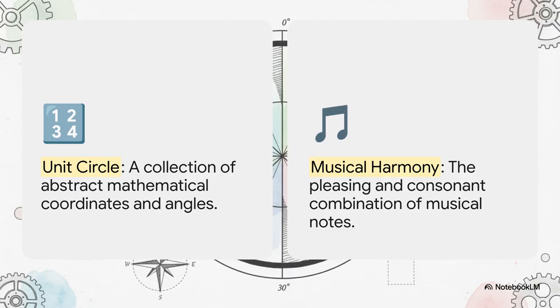And now for that surprising connection I mentioned. On one side, you've got our unit circle coordinates, these abstract numbers from math class. On the other, you have something like musical harmony. You'd never expect these two things to be related, but they are, and in a really profound way.